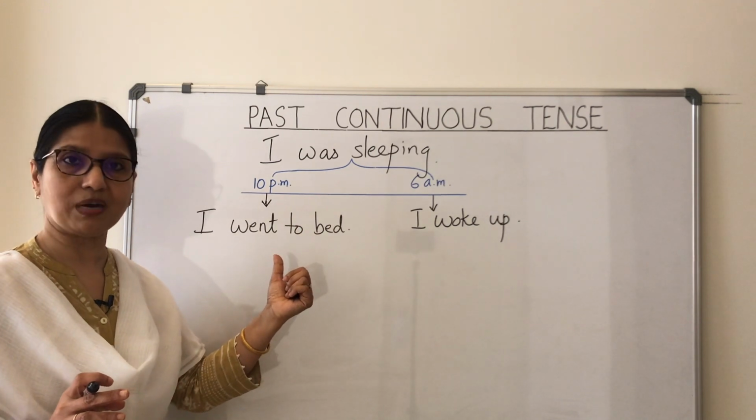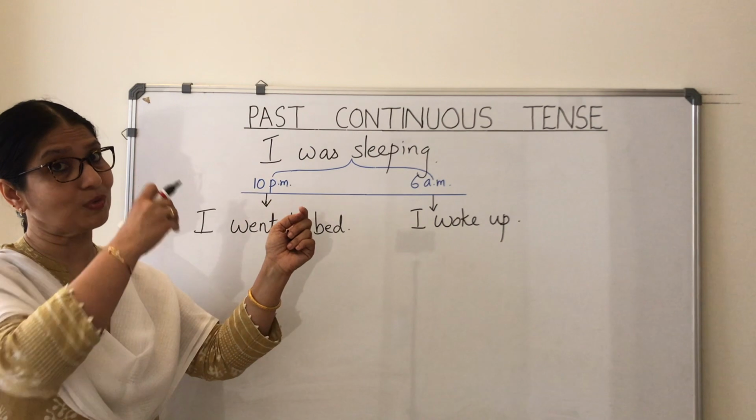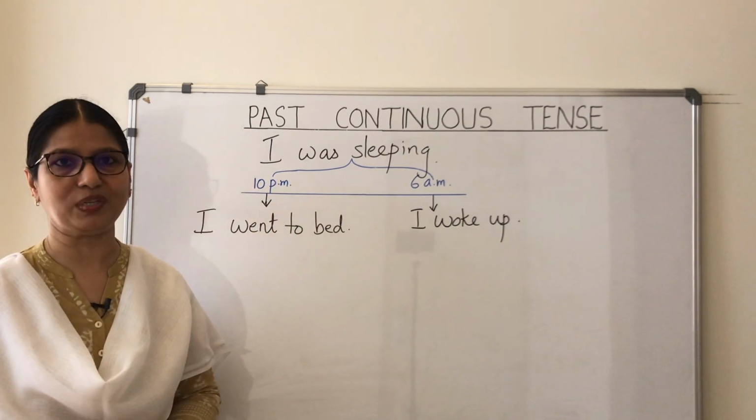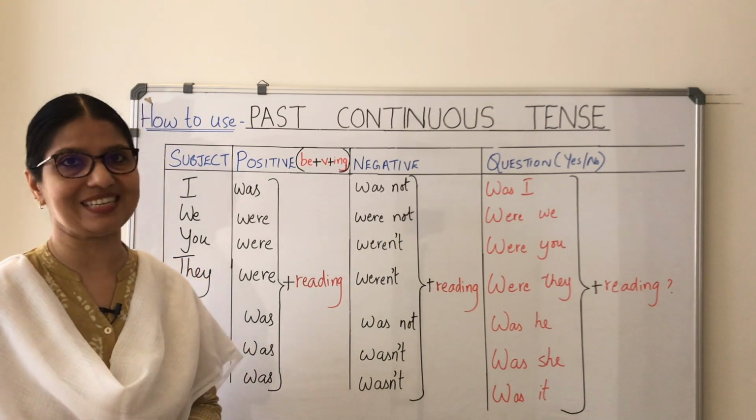This is to talk about an action that happened at a specific point. This is about an action that was continuing at a specific point in time. Let's try to understand how to use the past continuous tense.